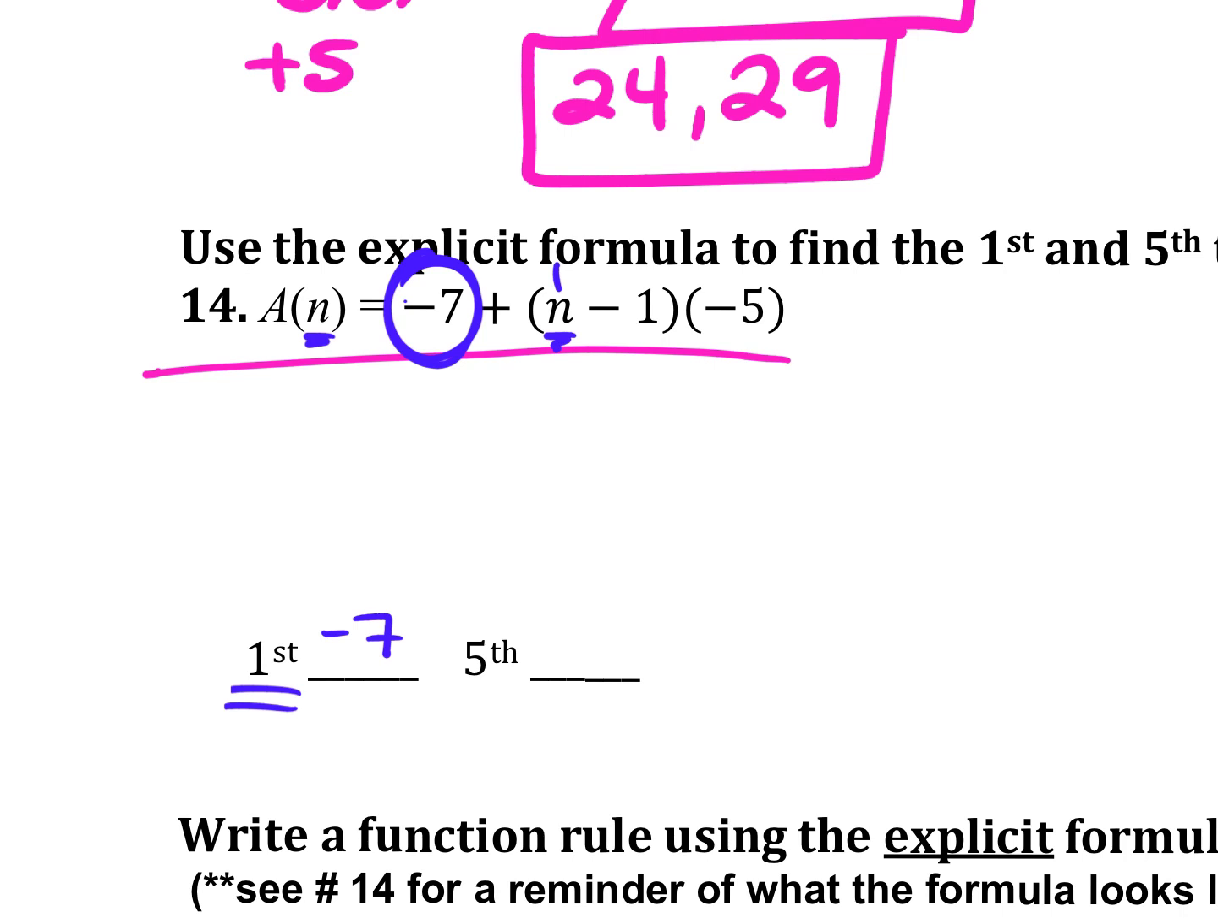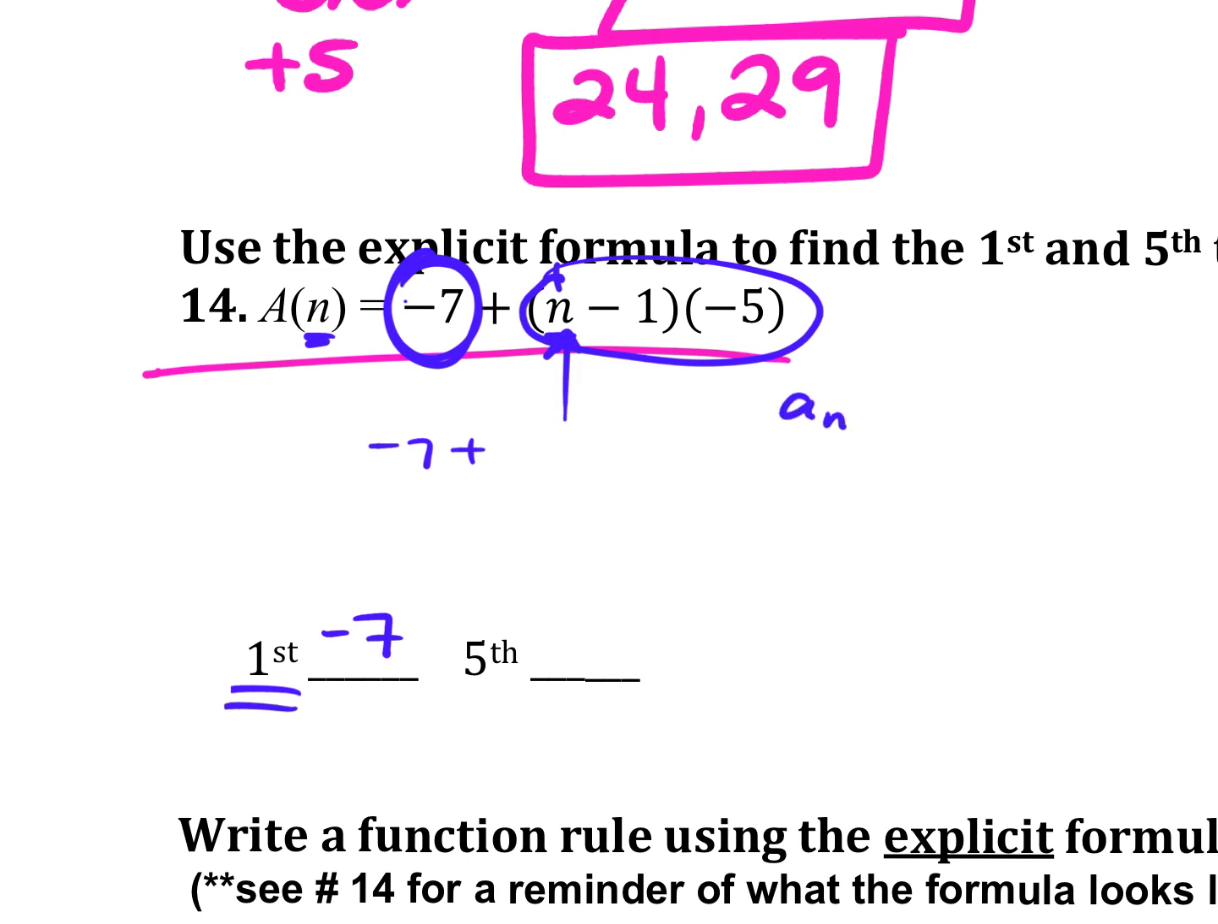1. 1 minus 1 is 0. 0 times a negative 5 is 0. 0 plus negative 7 is negative 7. Okay? If I plug a 1 in here, 7, because that's in the formula, right? The formula is this. You plug 1 in.